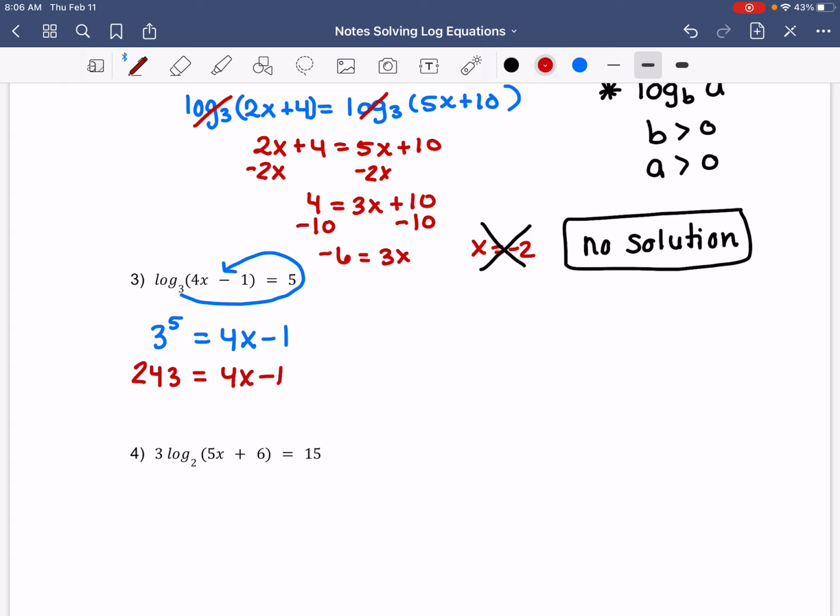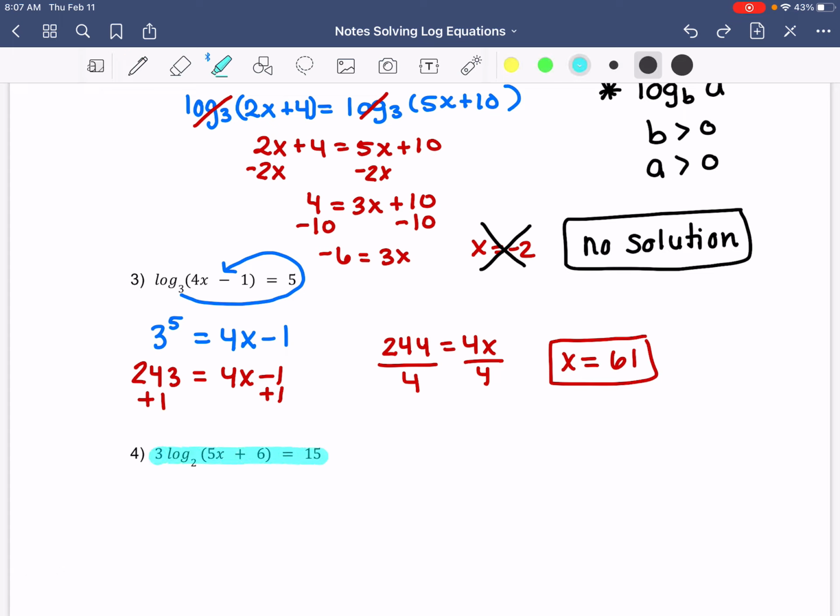Then we can just solve for x. I'm going to add 1 to both sides. I get 244 equals 4x. Then I'm going to divide both sides by 4. I get x equals, well, 4 goes into 24 6 times, and then 4 goes into 4 once, so it's 61. We do double check just to make sure, but 4 times 61 minus 1 is going to be a positive number. That won't be negative. So just make sure it's not negative and it's not 0.